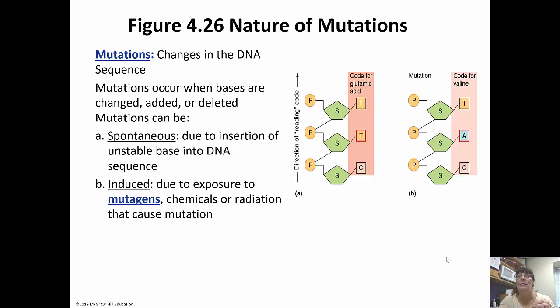Mutations are changes in DNA sequences. They occur if a base is going to be changed, added, or deleted. Now, they can be spontaneous, which means that an unstable base is just inserted mistakenly, or they can be induced due to exposure to mutagens. Mutagens are just things that cause mutations, like chemicals or radiation.